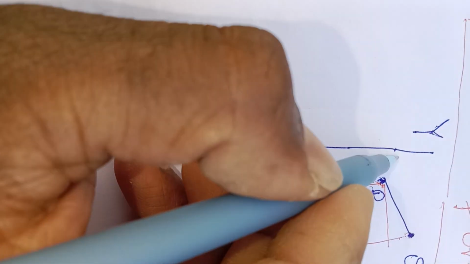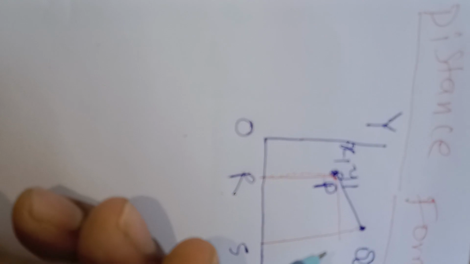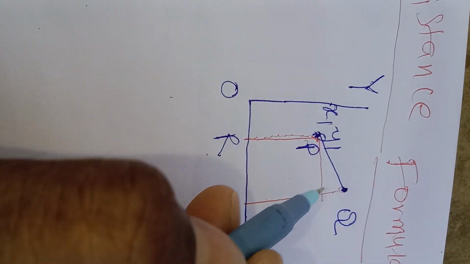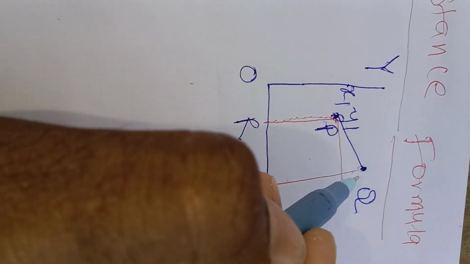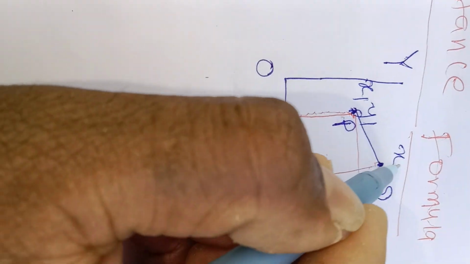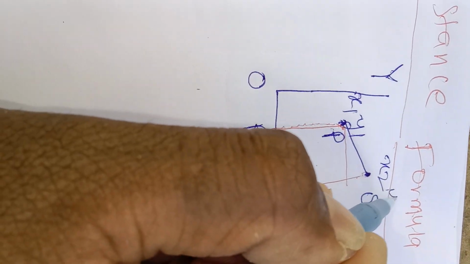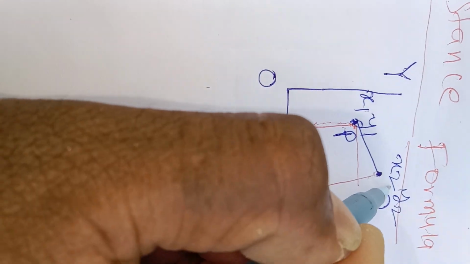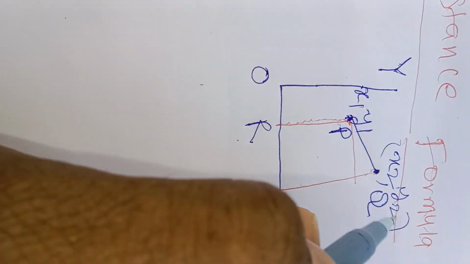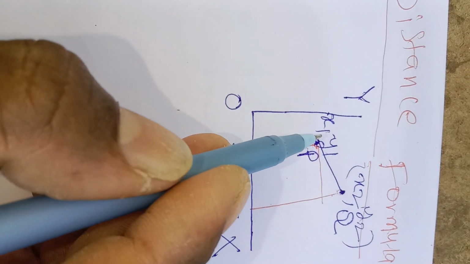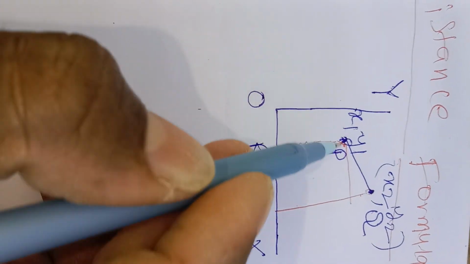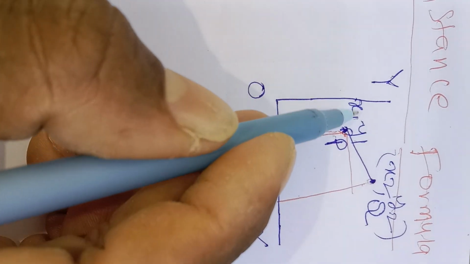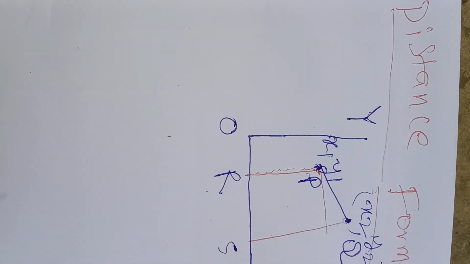Here, the coordinates of the point P are x1, y1. x1 is the x coordinate, y1 is the y coordinate. Similarly, at Q, the coordinates are x2 comma y2. x2 is the x coordinate, y2 is the y coordinate. At point P, the x coordinate is x1 and the y coordinate is y1.